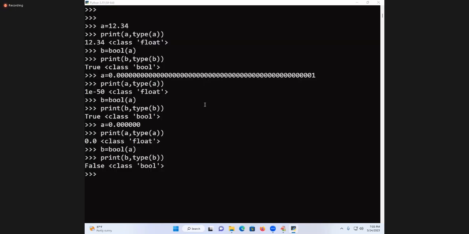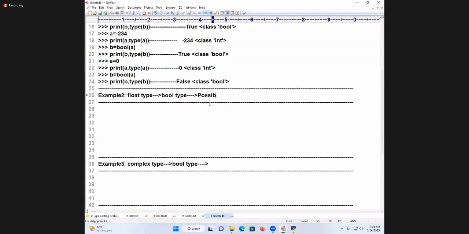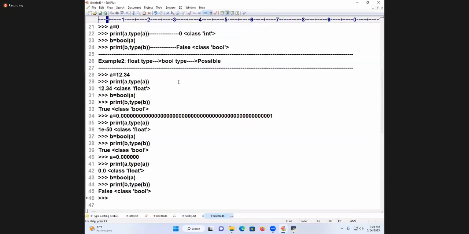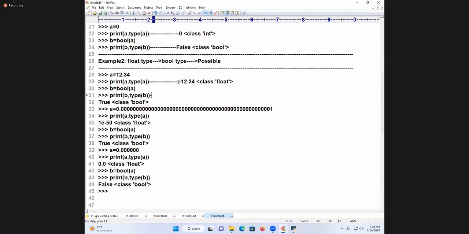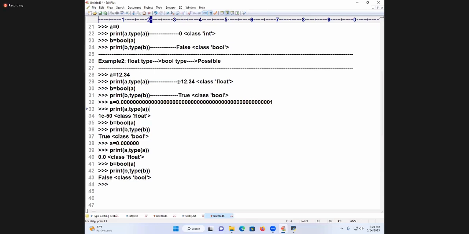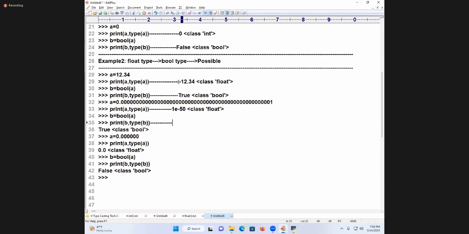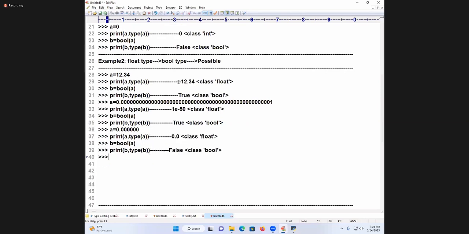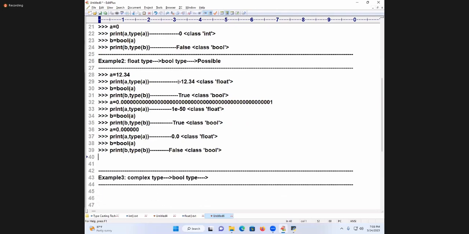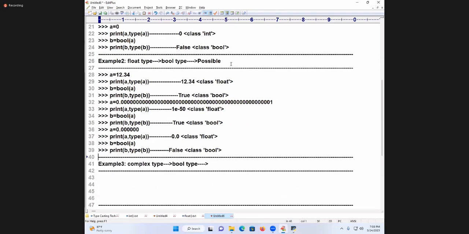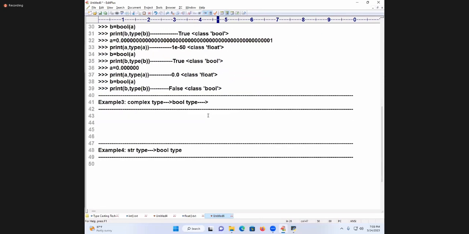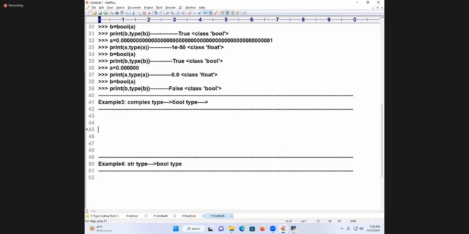Right. So the answer is called what? Possible. Be careful, very important. That 0.0001 answer is a very important thing, so take care about that. Scientific notation value. Print of this thing, getting this B type. Now this is about which type? Float type to bool type. Possible or not possible?